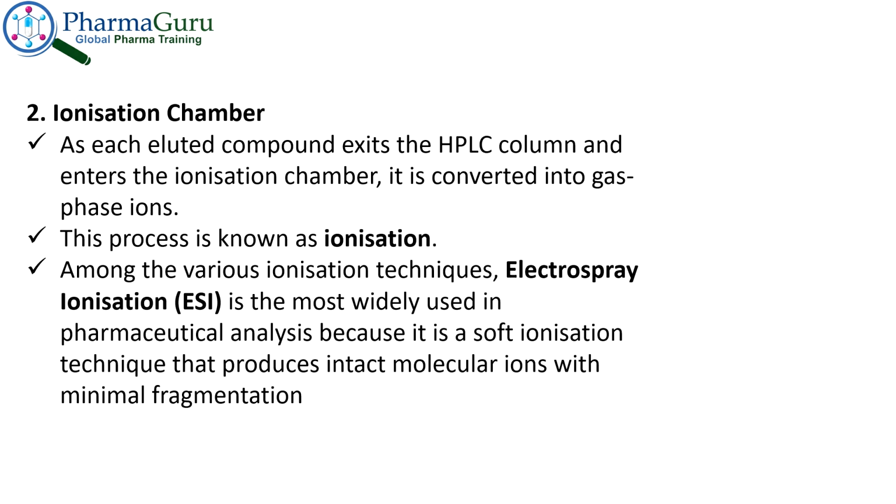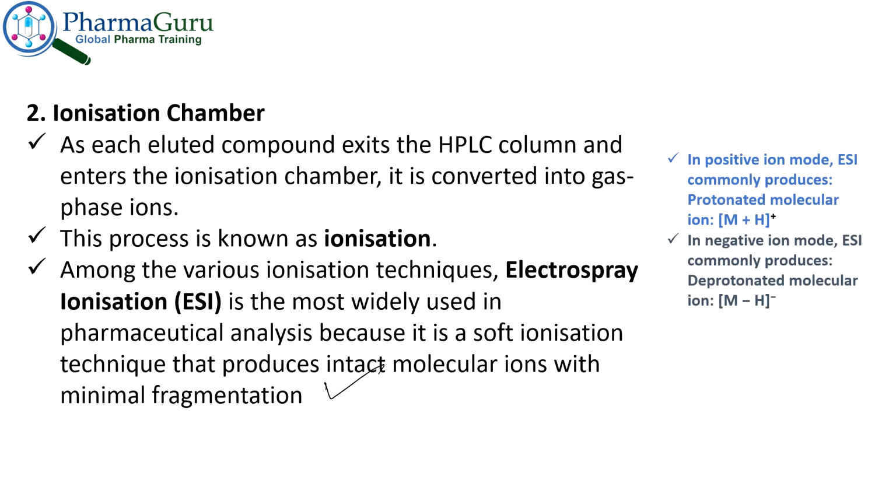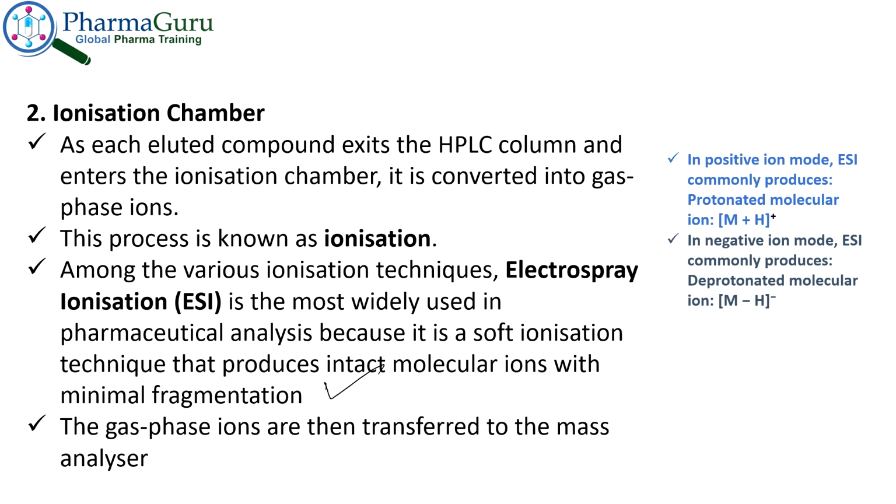Among the various ionization techniques, electrospray ionization or ESI is the most widely used in pharmaceutical analysis because it is a soft ionization technique that produces intact molecular ions with minimal fragmentation. In positive ion mode, ESI commonly produces protonated molecular ions, that is M plus H, positive charge. In negative ion mode, ESI commonly produces deprotonated molecular ions, that is M minus H, negative charge. The gas phase ions are then transferred to the mass analyzer.